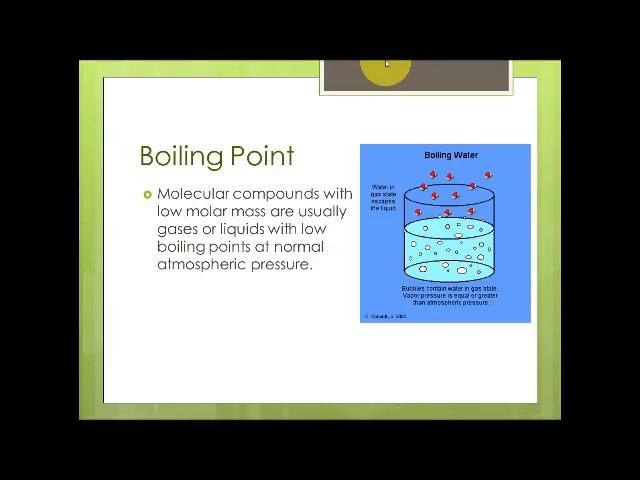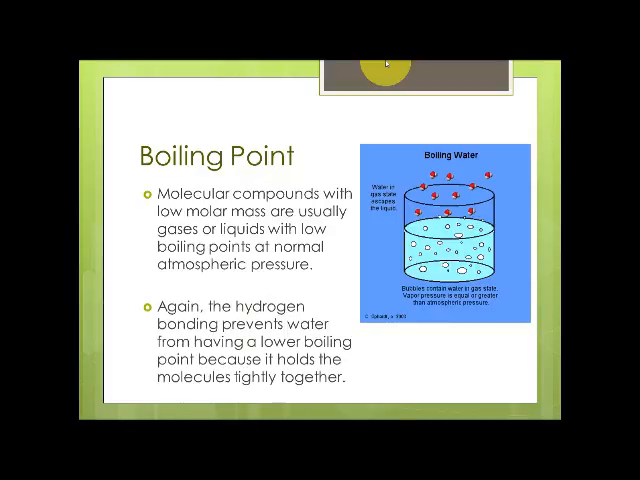And then the last thing that we're going to talk about today is the boiling point of water. Most molecular compounds that have a low molar mass are usually gases or liquids with low boiling points at normal atmospheric pressure, so like 101.3 kPa or 1 atmosphere. Okay, but water is different. Because of those hydrogen bonds, they prevent water from having a lower boiling point, because the hydrogen bond holds the molecules so tightly together that it can't escape as easily. So, it all has to do with these hydrogen bonds today.